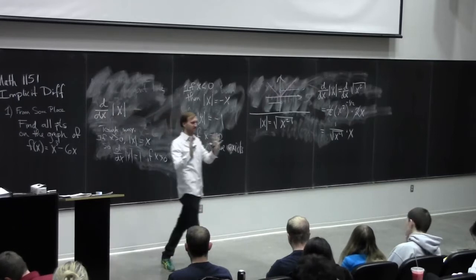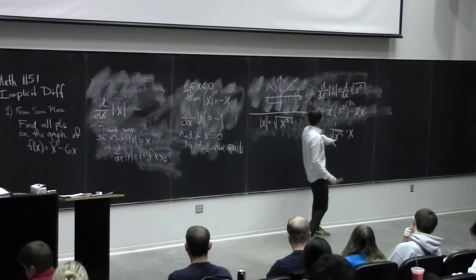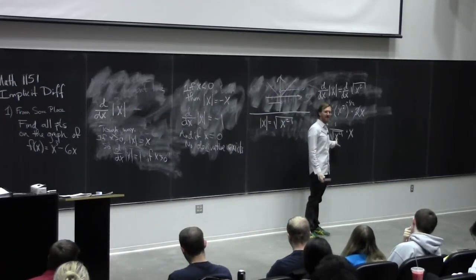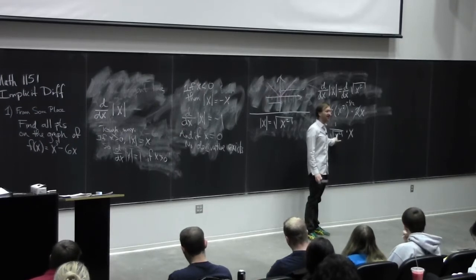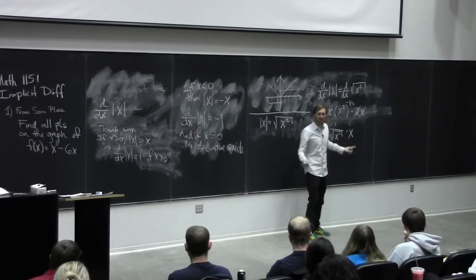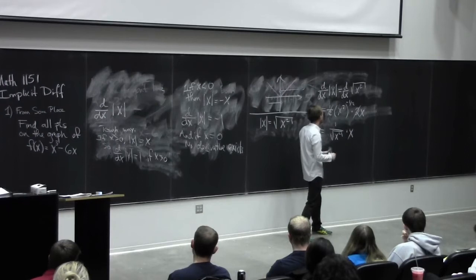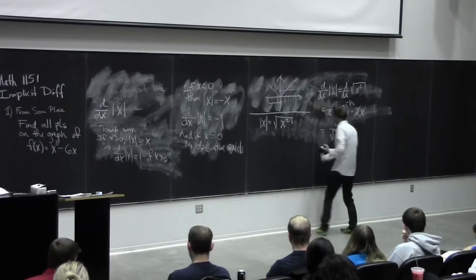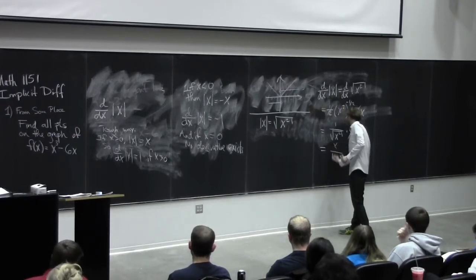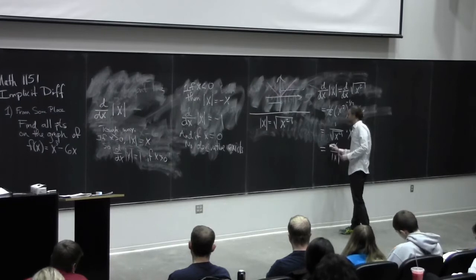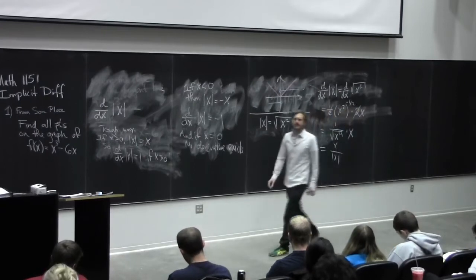It's not. Because if I plug in -3 here, I square it and I get 9. And then I take the square root of 9 and I get 3. I plugged in -3, but I got out 3. So this is equal to x over the absolute value of x.